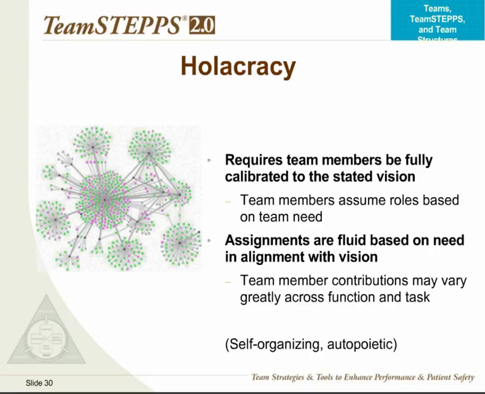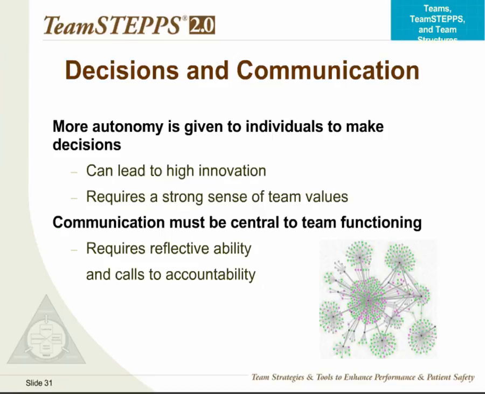There are other descriptors for this besides holacracy. They're sometimes called self-organizing, or there's a Greek term, autopoiesis, which references a very organic model in which the components of the model define the model. That is, the people within the model define the entire organization rather than being defined by it. So there are three for us to consider.